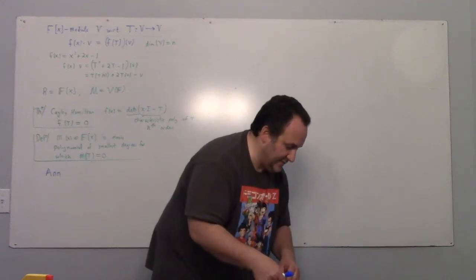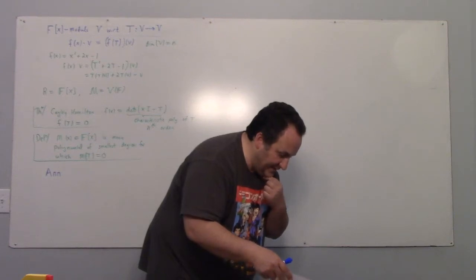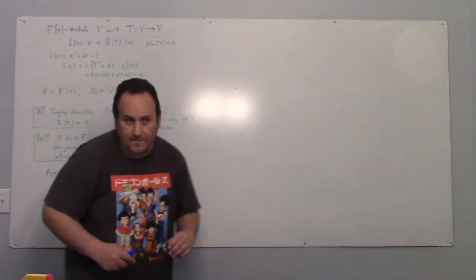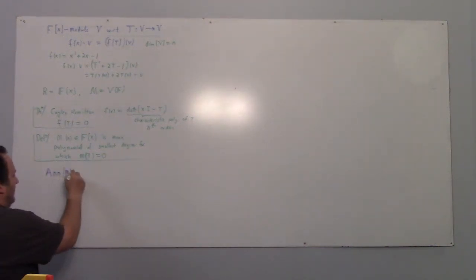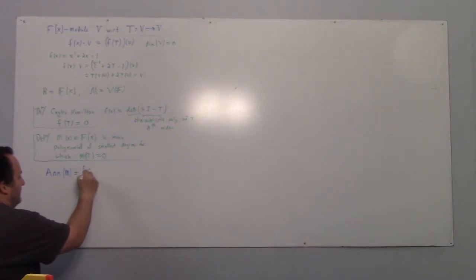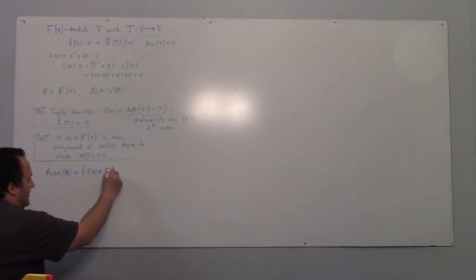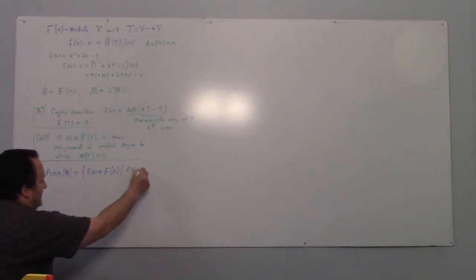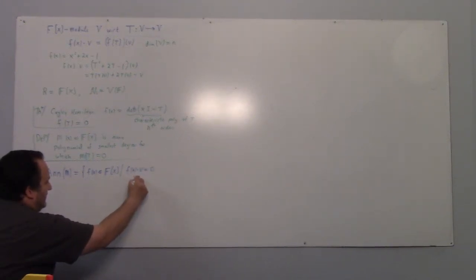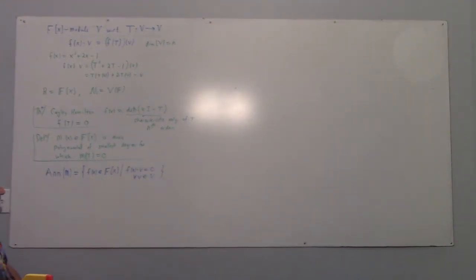All right. So it's a subset of the ring that kills everything in the module. So the annihilator of M will be equal to f(x) in polynomials over F, such that f(x) dot v equals 0 for all v in the vector space. It's the 0 scalar. That's right.